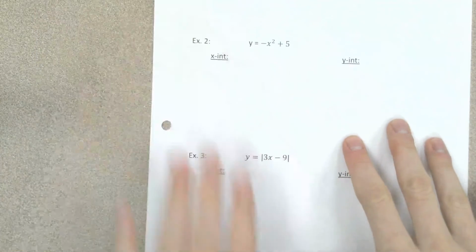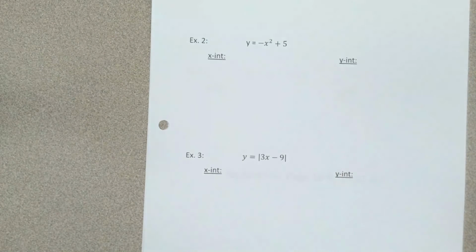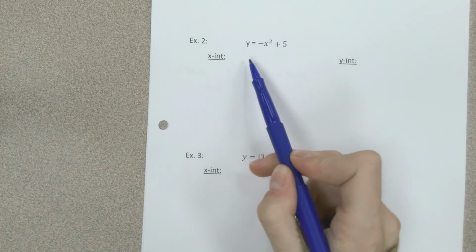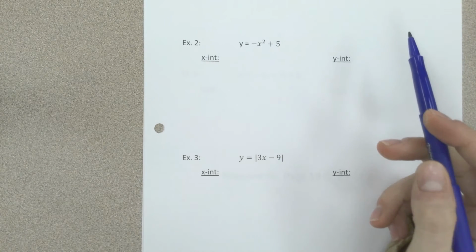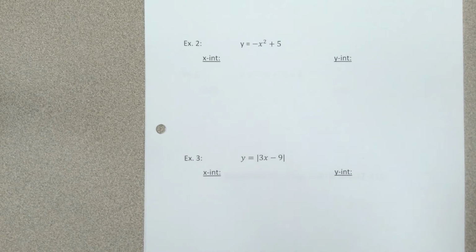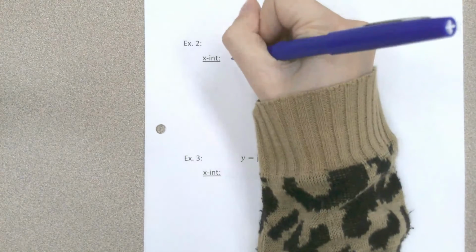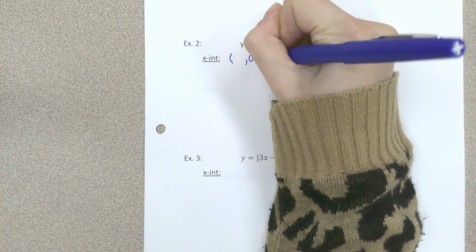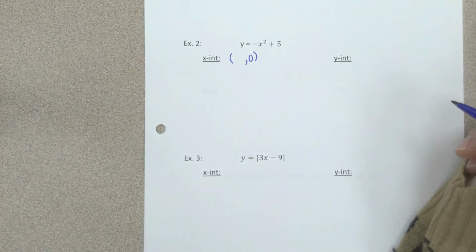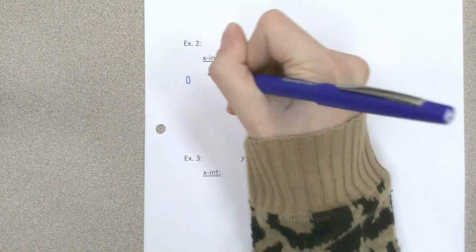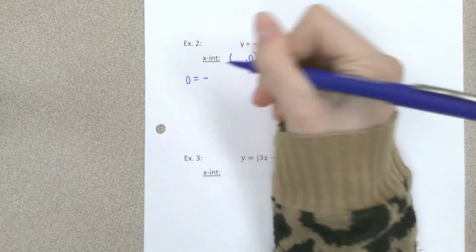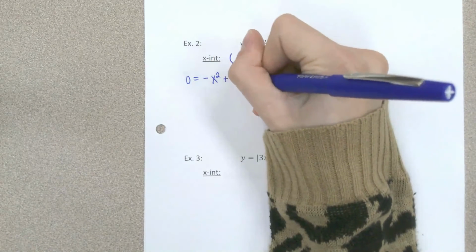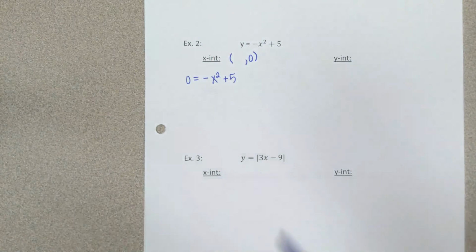So, continuing, let's do another example. If we want to find our x-intercept, given this function, we're going to plug 0 in for y. Okay, so we're going to have our x value, comma, 0 for y as our ordered pair when we're done. So we have 0 for y here equals negative x squared plus 5.